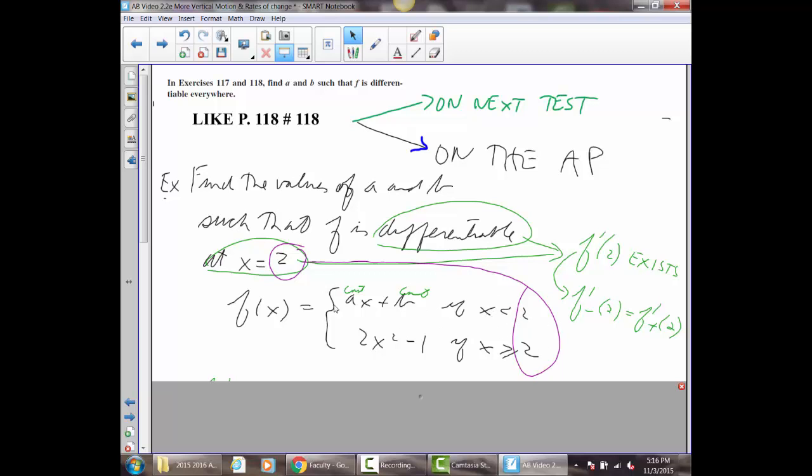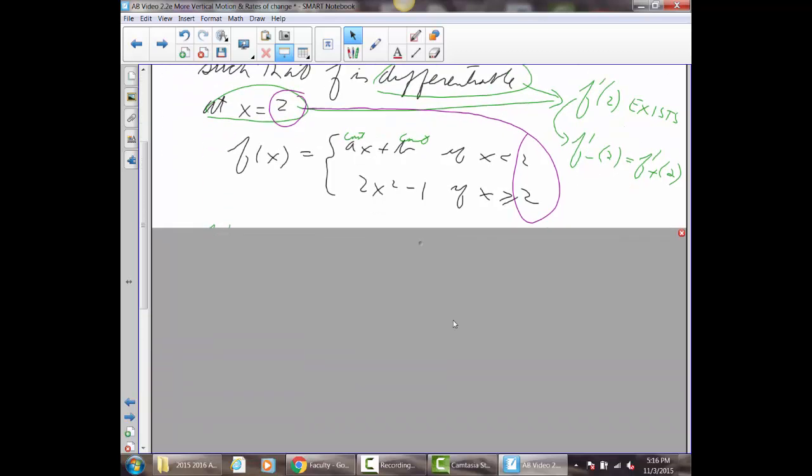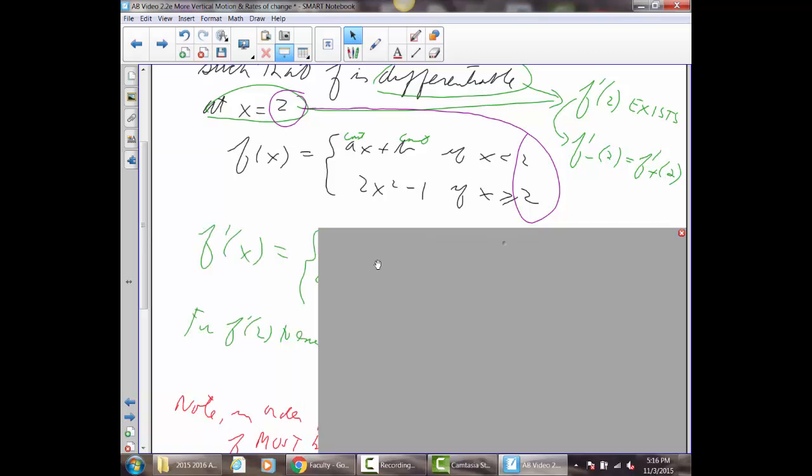Now remember, in order to be differentiable at 2, it means that f prime of 2 has to exist, which means the derivative from the left of 2 has to equal the derivative from the right of 2, which is very similar to a two-sided limit, because that's what derivatives are. They are limits. So the first thing I'm going to do is find the derivative of the piecewise function.